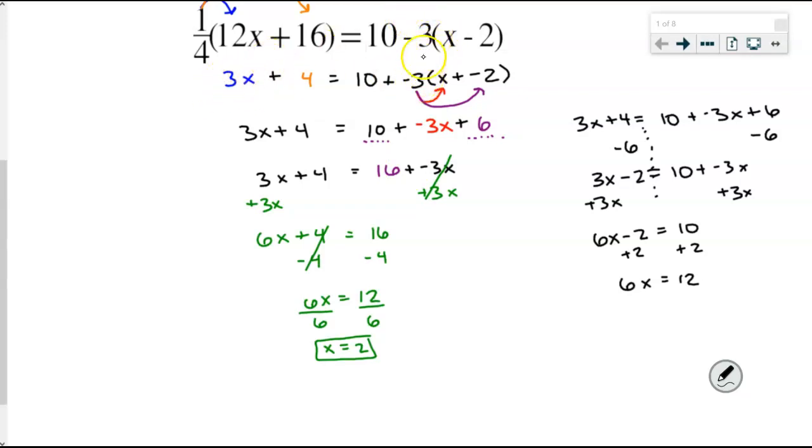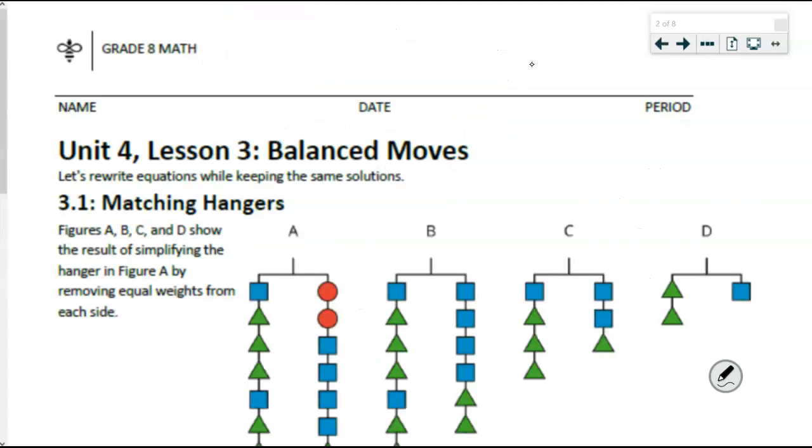This 3 or this 3? Okay, so you did 10 plus a negative group of x plus a negative 2? So that's just kind of a transcription error, just forgetting to copy something down. Good. Thank you guys for sharing. We can learn from our own mistakes and we can learn from the mistakes of others, so I really appreciate you guys doing that. So back to Unit 4, Lesson 3, Balanced Moves.